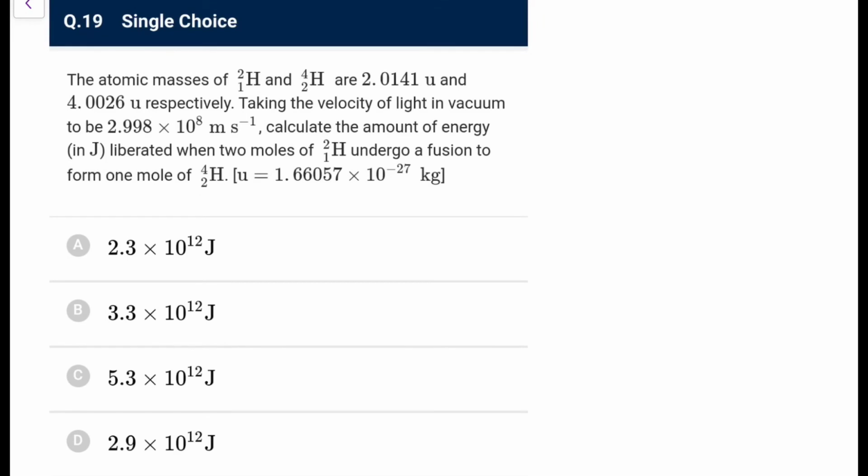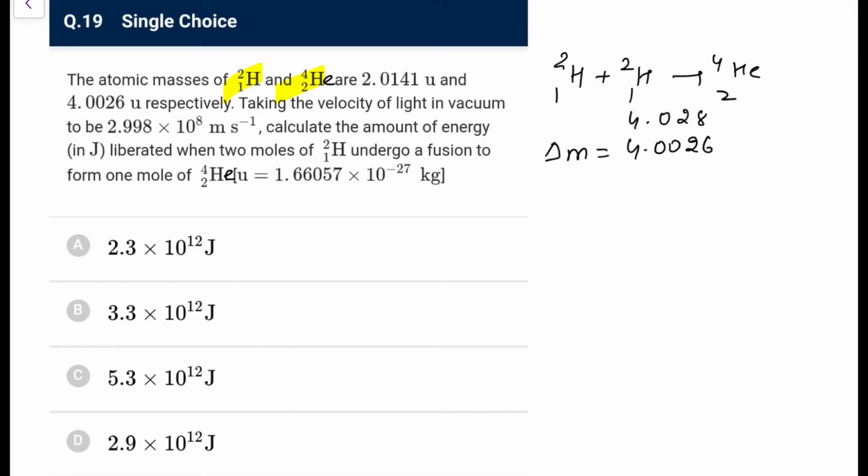Atomic masses of deuteron, helium are given, this is 4 helium, this should be a printing mistake here. Taking the velocity of light in vacuum to be this, calculate the amount of energy liberated when 2 moles undergo fusion to form this. So again, this is a printing error, but don't worry. Amount of energy when 2 moles, now 2 moles means 1 mole reaction will take place. So first of all, I can calculate for a single reaction, 2H1 to 4 helium. So the mass defect I will write as 4.0282 minus 4.0026. So this is what we will have. This is given in 4 digits, this is also in 4 digits.